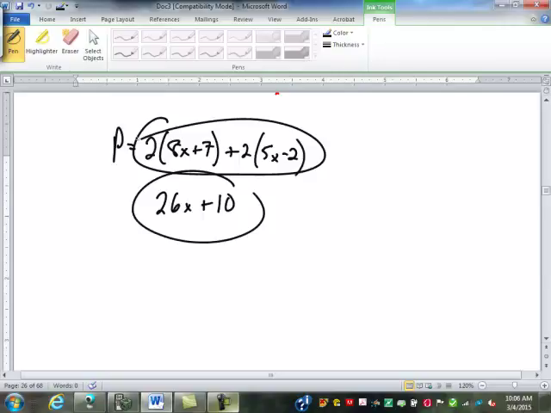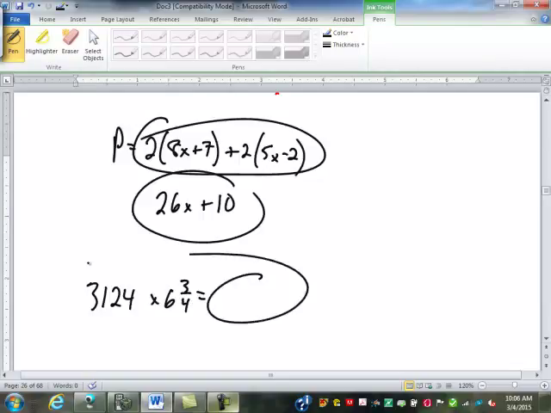40. If you got it wrong, chances are you did it backwards. It should be 3,124. A lot of people divided by 6 3/4. No, it's the other way around. It's times 6 3/4. So I can just fill in the number there.